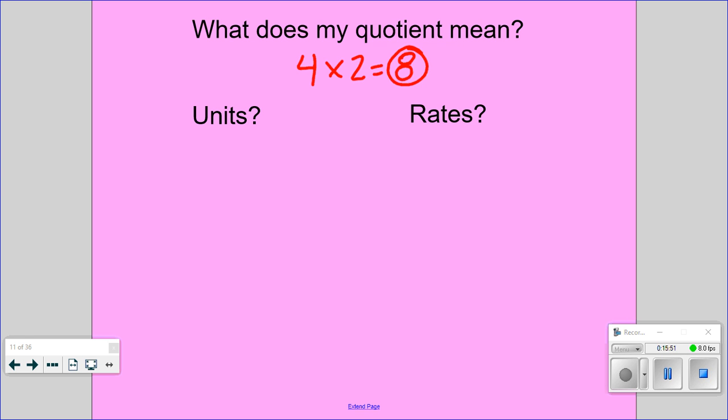That word quotient, go ahead and circle it. That is a division answer. That's what that's called. Just like when we learned sum is the answer to an addition problem, product is the answer to a multiplication problem. The term for the answer of a division problem, Gavin, get writing, is quotient. That's what that word means.